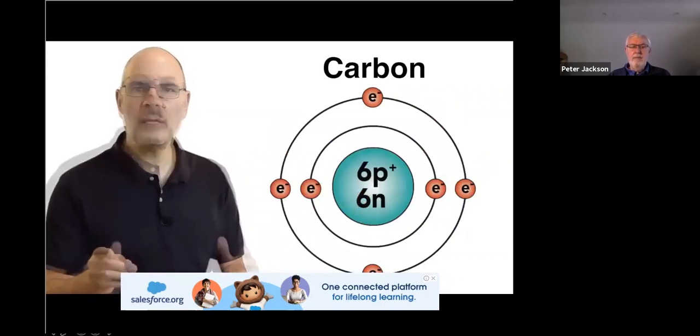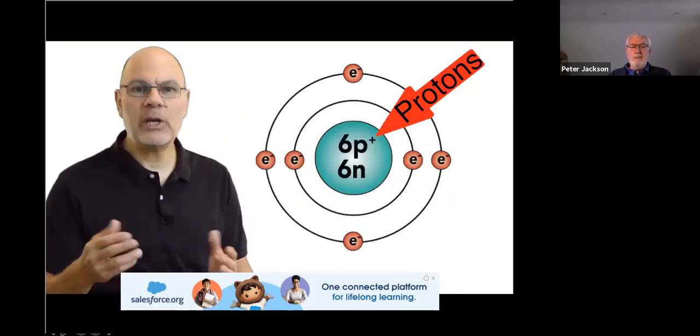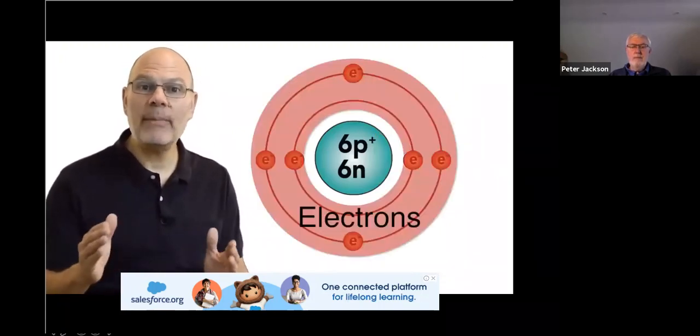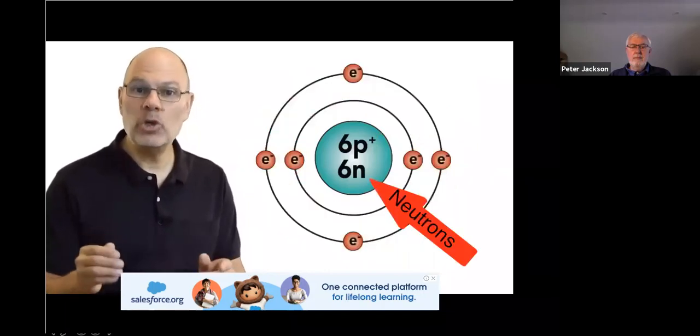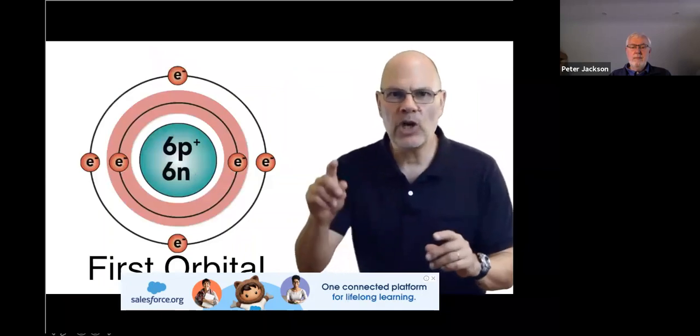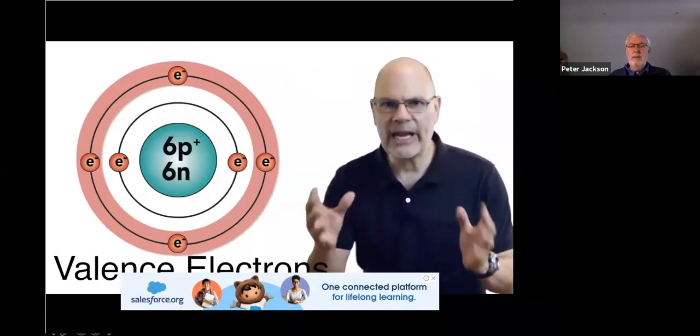Here's why. Carbon is element number 6 in the periodic table. It's number 6 because it has 6 protons. It also has 6 electrons, and in the most common isotope of carbon, 6 neutrons. Think back to the octet rule. The first 2 electrons go into the first orbital. That leaves 4 outer or valence electrons.